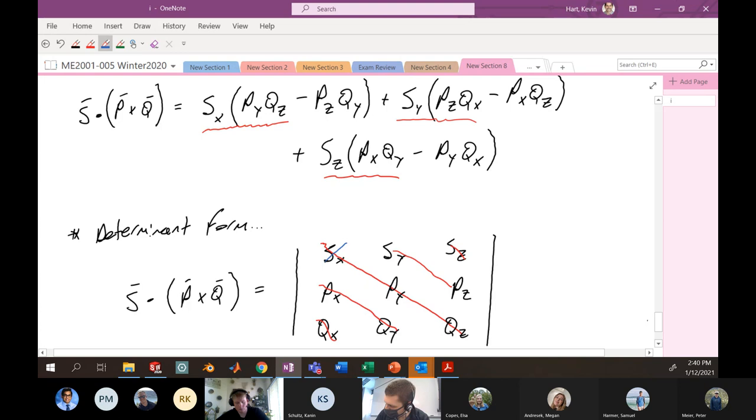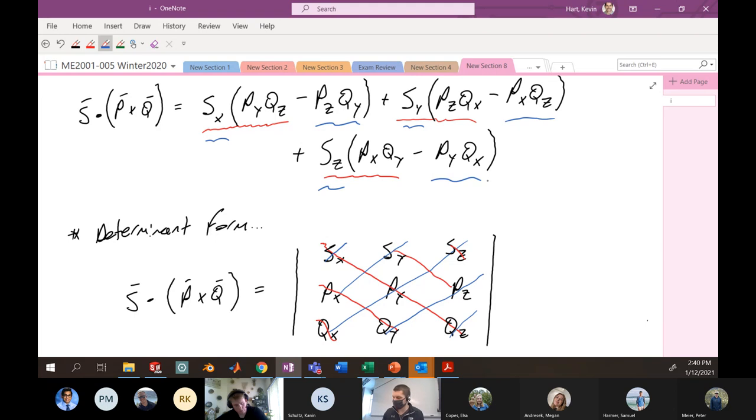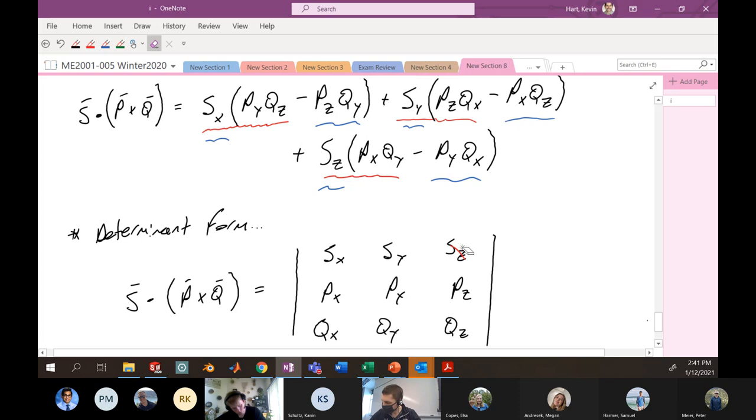So we can be pretty explicit about this. SX PZQY. Here we have SY PX QZ, and then SZ PY QX. So those are all of our terms accounted for using the determinant form of the scalar triple product. I'm going to erase some of these lines so that you can actually read this. Okay.